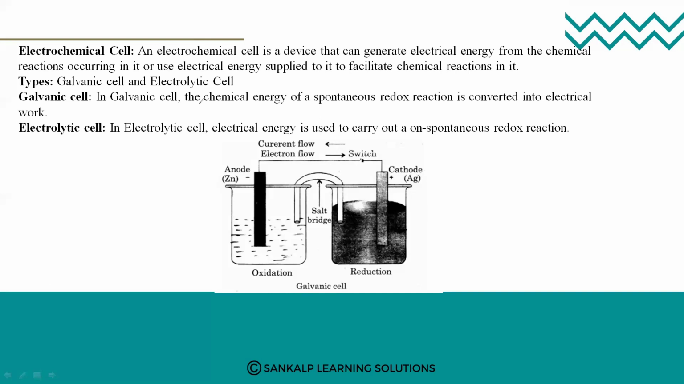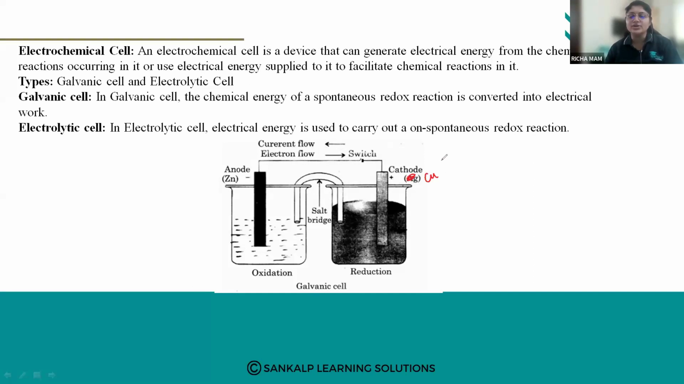So what you have to write: it consists of 2 electrodes. One is a zinc rod, dipped in zinc sulfate solution. Another is a silver rod, or generally we take it as a copper rod. You can mention copper rod only. The copper rod is dipped in its respective electrolyte, copper sulfate solution. Zinc is dipped in zinc sulfate solution at the anode, and copper is dipped in copper sulfate solution at the cathode.